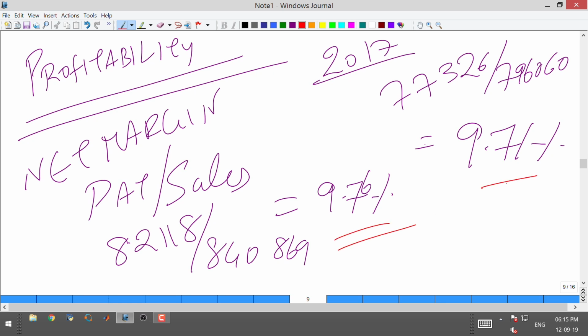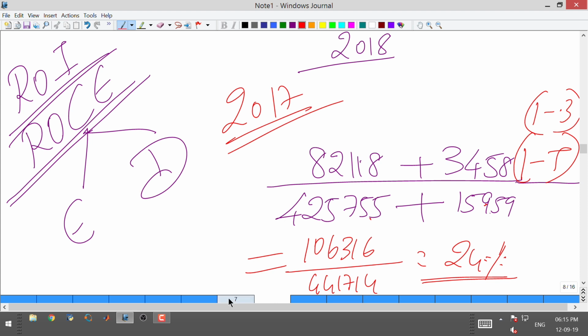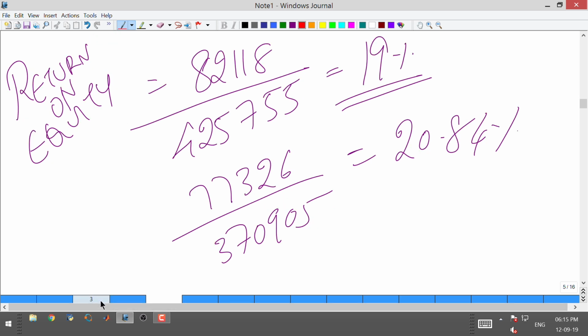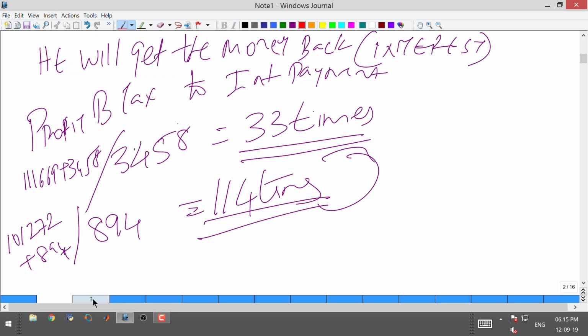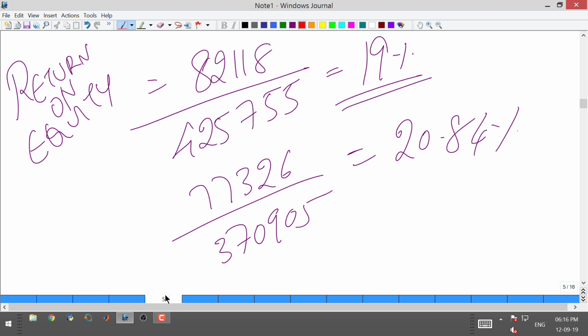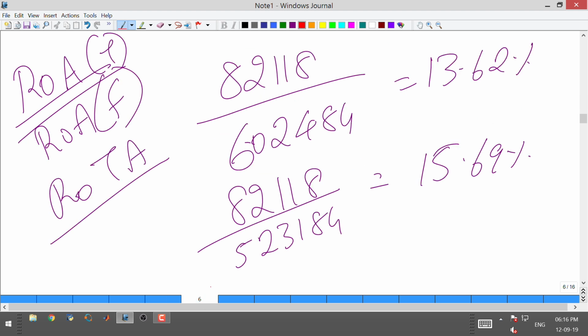Then I looked at the profitability, I looked at the net margin, simple margin, that is profit by your sales. After that I went on to look at your gross profit margin also. I explained what the gross profit is, and I looked at your gross profit margin also in the process. Then beyond that, we looked at return on equity: on the equity, what is the kind of return? Then we looked at return on total asset, return on fixed asset also.